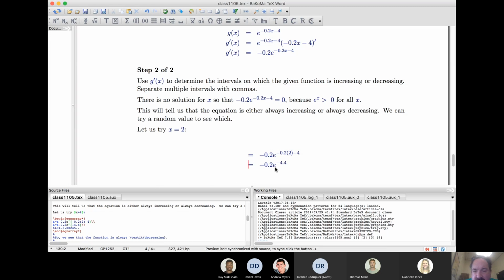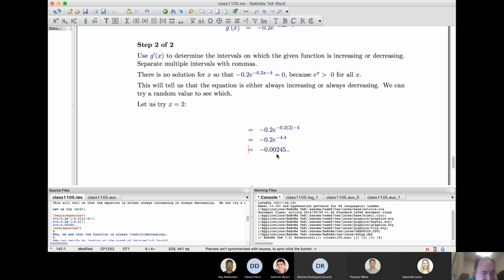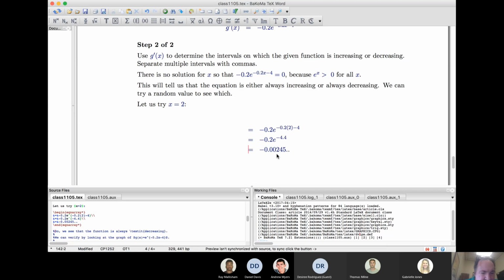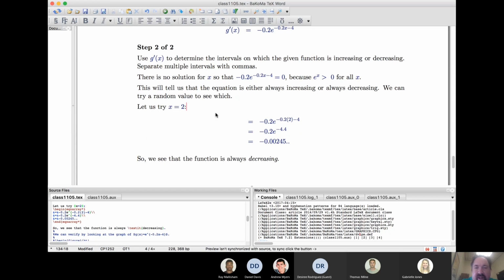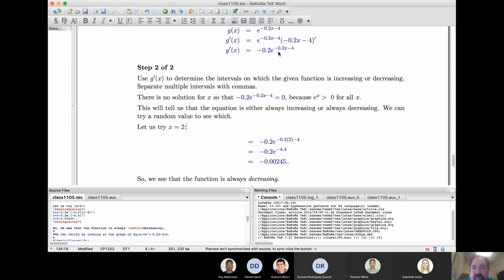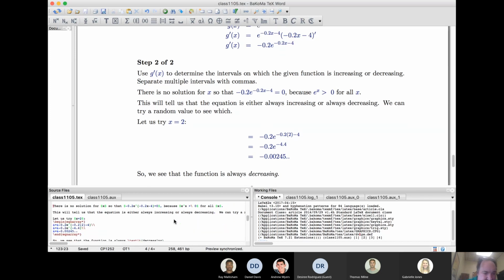So you get minus 0.2 e to the minus 4.4. You work it out in your calculator and you get a negative value. So the function is decreasing. Now you don't even really have to do this because, as I just mentioned, the derivative is always negative, just because e to anything is positive. So you can conclude for that reason that the function is always decreasing.